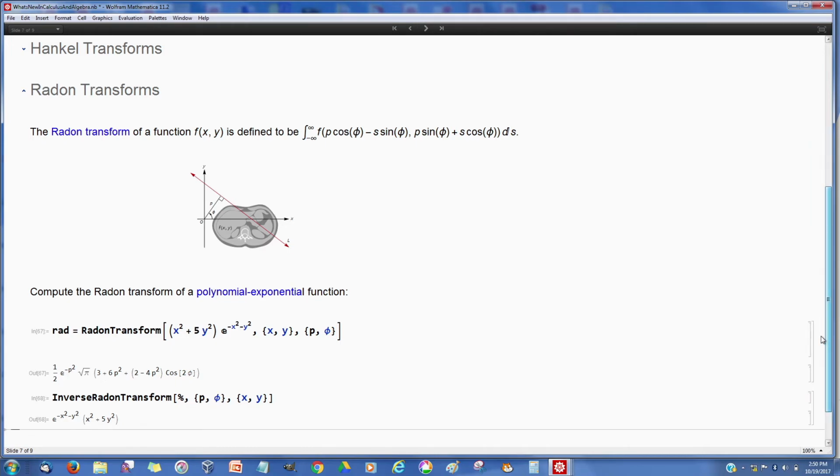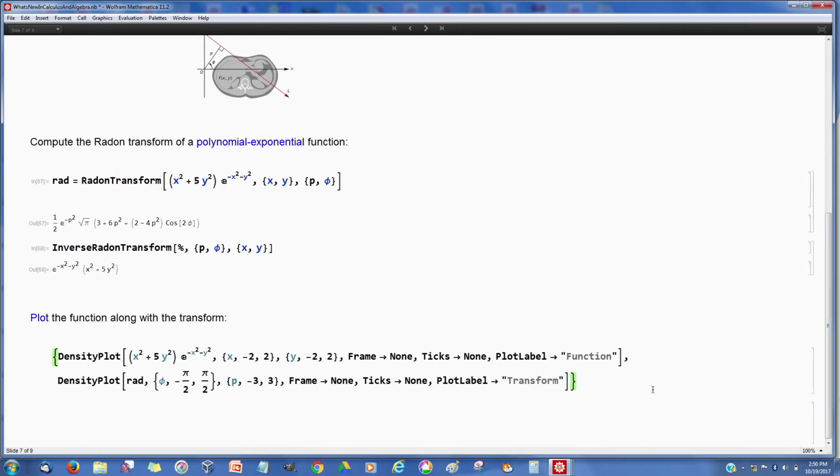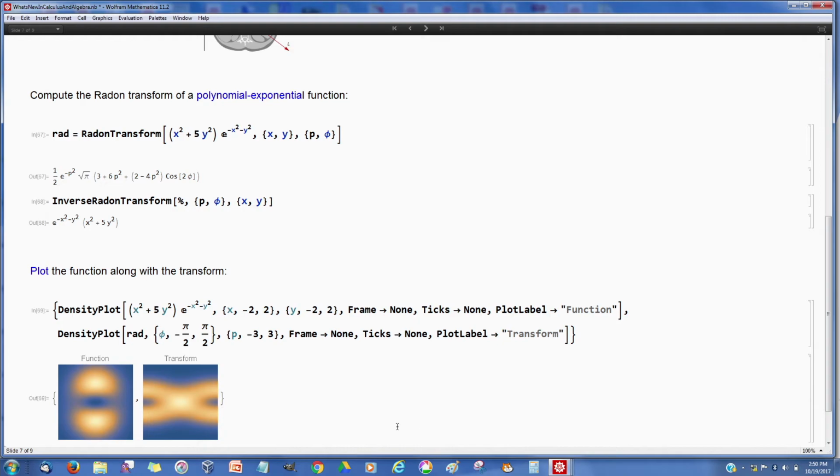Okay, and here's a nice plot. So basically, when you do a CT scan, the machine would get this picture, and then it would reconstruct the original image from that.